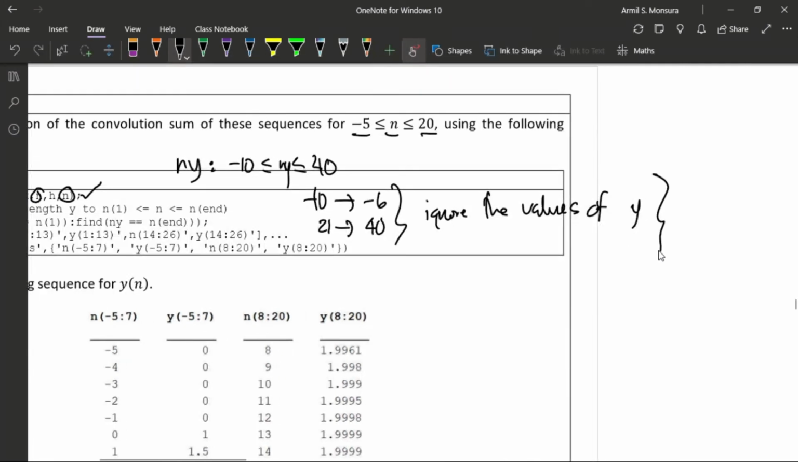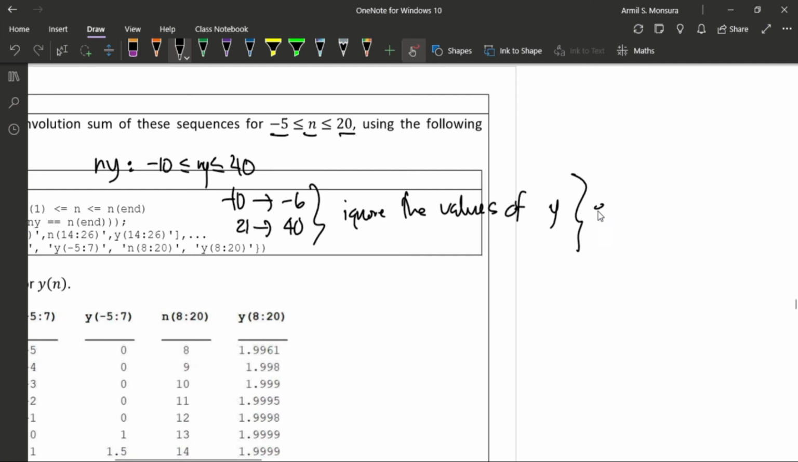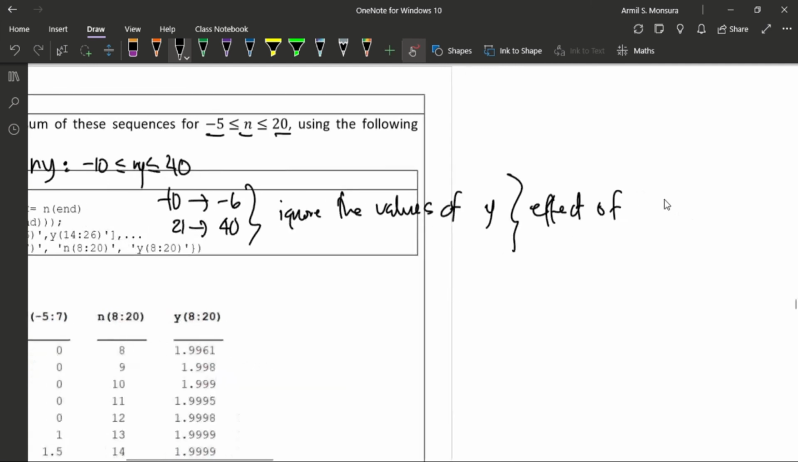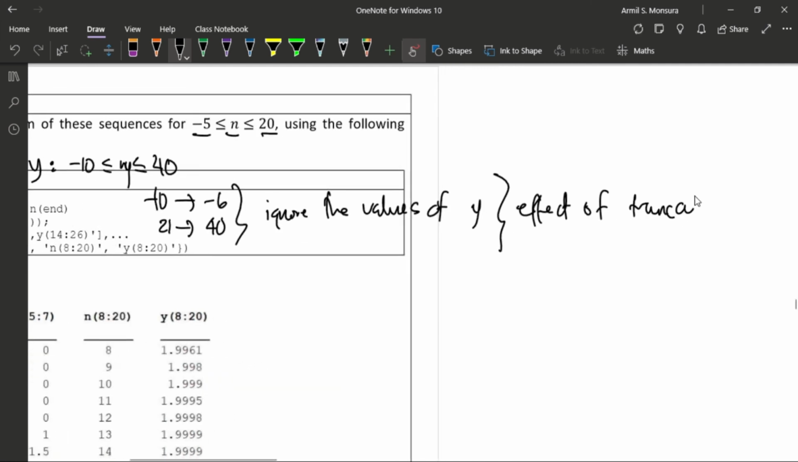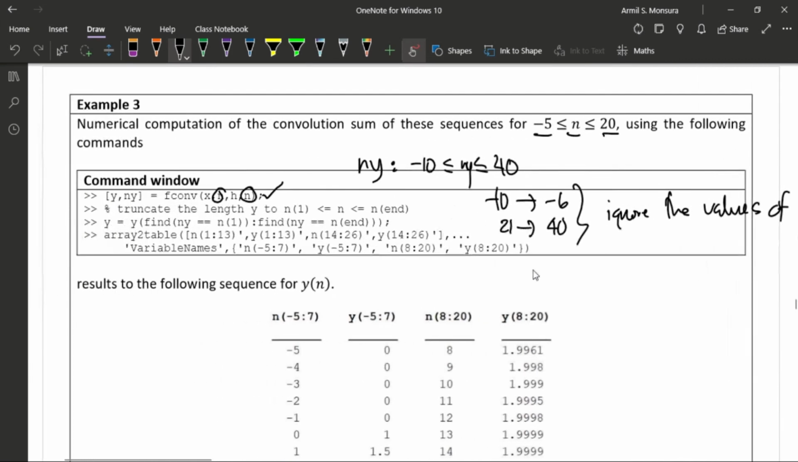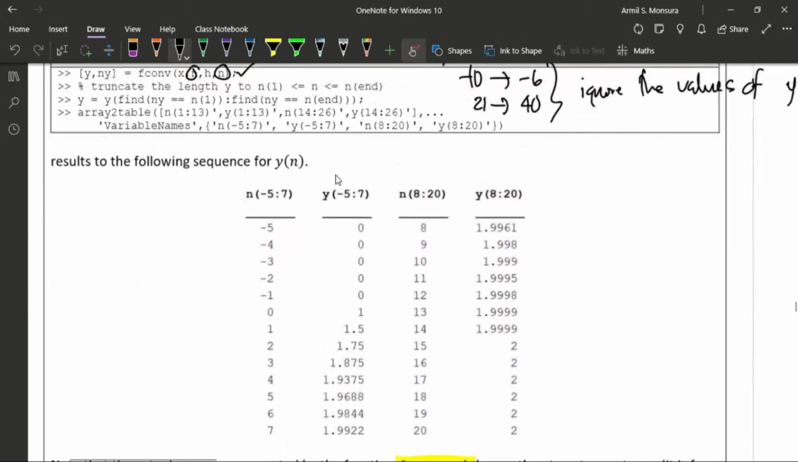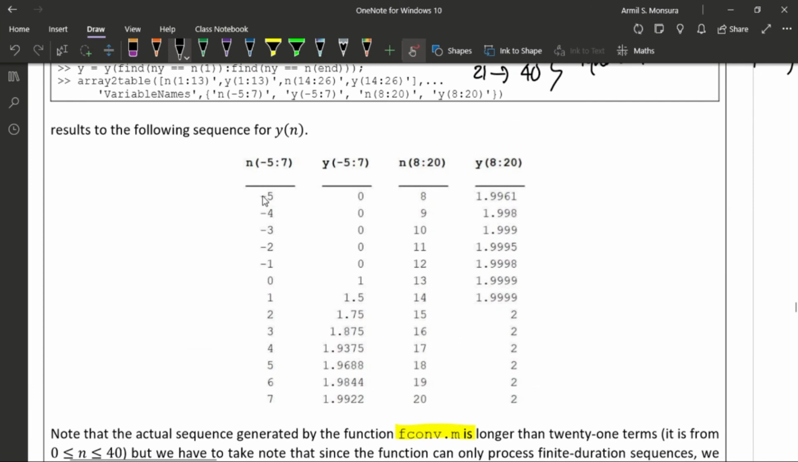Okay? This is the effect of truncating infinite duration sequences para maging finite duration sequences sila, just to allow numerical computation of the convolution sum. Okay? So, ayun ngayon siya. So, mangyari ngayon, it will result to the following sequence. So, yun nga, titingnan natin siya from negative 5 hanggang 20 lang. Okay? So, ito yung magiging result ng y of n ninyo.